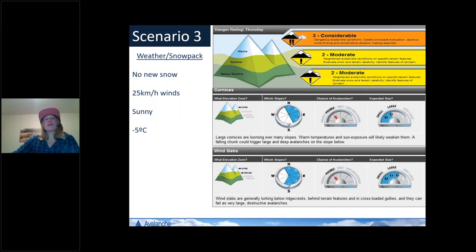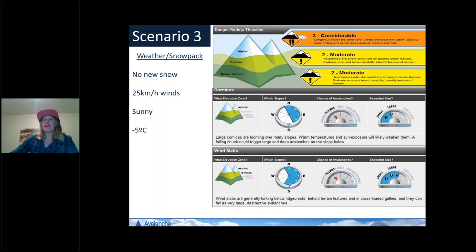We have a cornice problem and a wind slab problem. Cornices are possible, where you see them, they're looming over many slopes. Warm temperatures and sun exposure will likely weaken them. A falling chunk could trigger large and deep avalanches on the slope below. And wind slabs are generally lurking below ridge crests, so below those cornices, behind terrain features, in cross-loaded gullies like the ones I pointed out earlier in some of the other terrain photos.